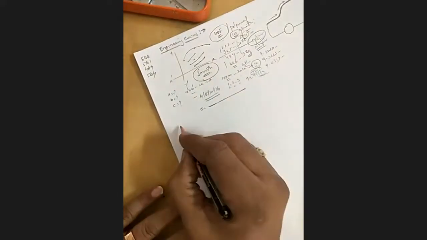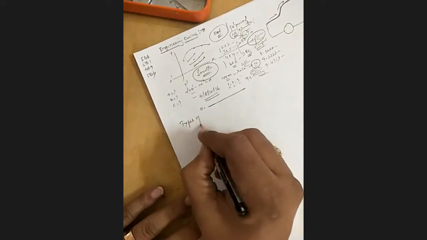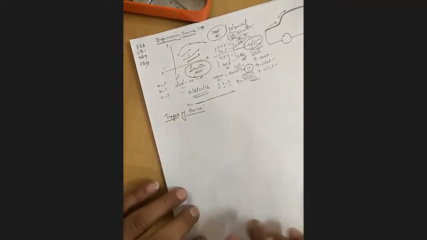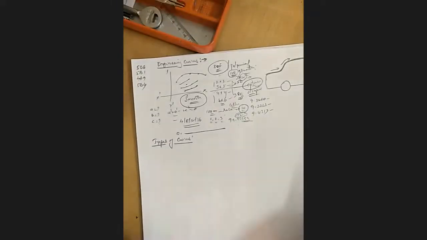Now, types of curves. I will take attendance. Wait for a while. Anytime this thing may wind up. After that, again, you have to join.